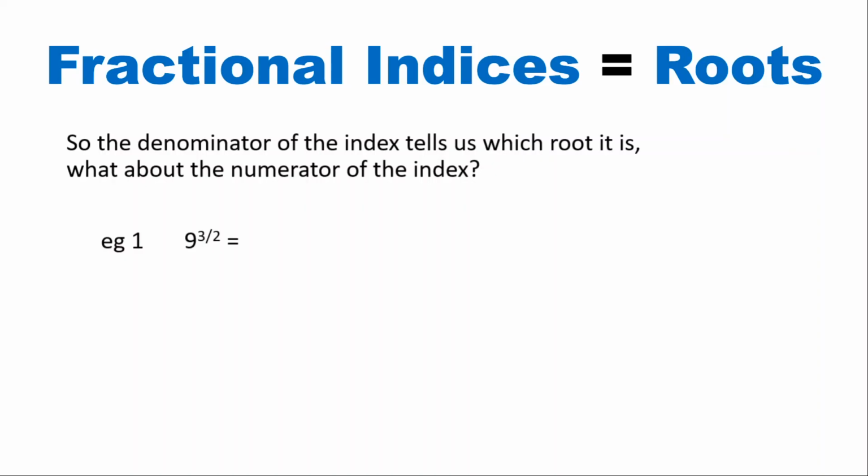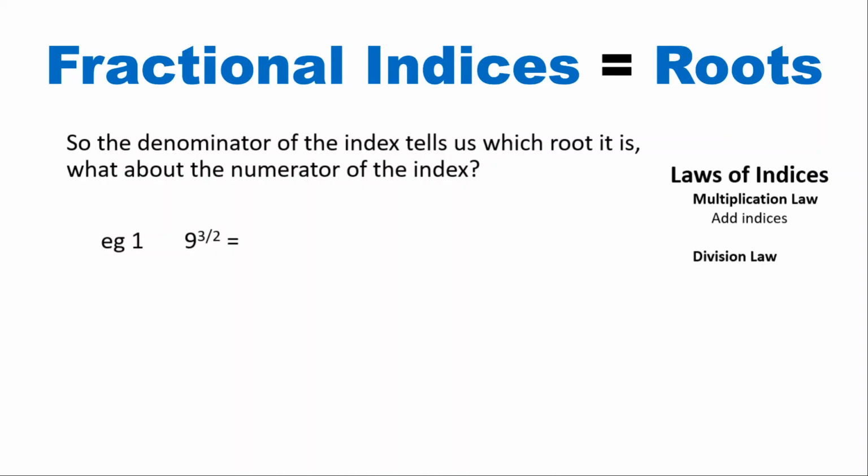I know the 2 tells me that I'm going to find the square root of the base, but what does the 3 tell me? In order to work this out, you're going to need to remember your laws of indices. For example, we know already that the multiplication law allows us to add our indices together, so long as the bases are the same. You should also know the division law of indices.